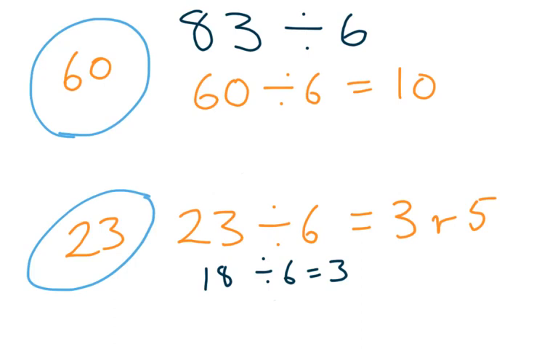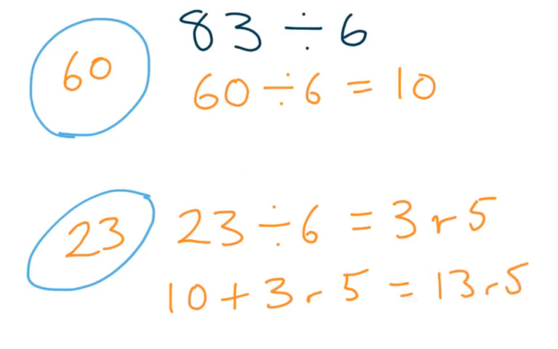Then I need to add those numbers together. 60 divided by 6 is 10, 23 divided by 6 is 3, remainder 5. Add them together, we get 13, remainder 5 for the problem.